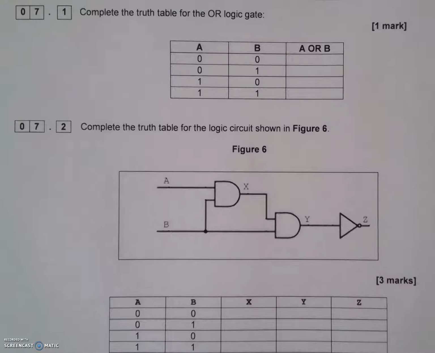You can combine them to make NAND gates, a NOT and AND gate to make a NAND gate. You've got exclusive OR gates. You've got NOR gates. But for the purposes of the AQA exam, particularly, you just need to remember the three gates: AND, OR, or NOT.